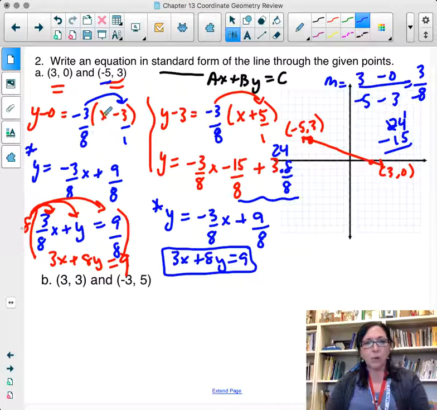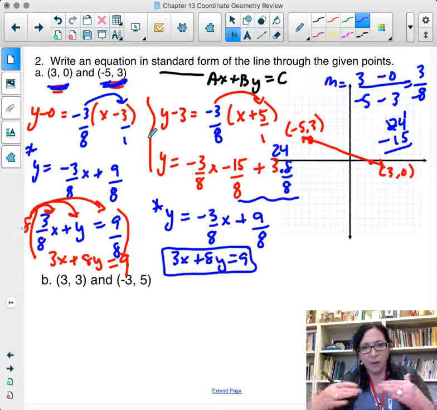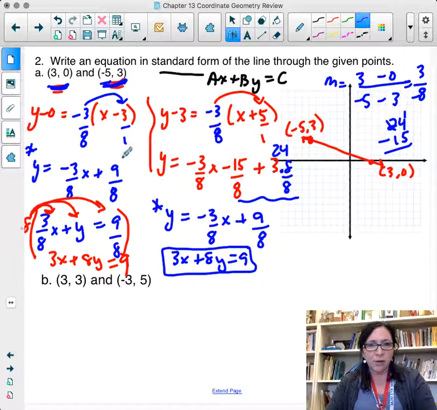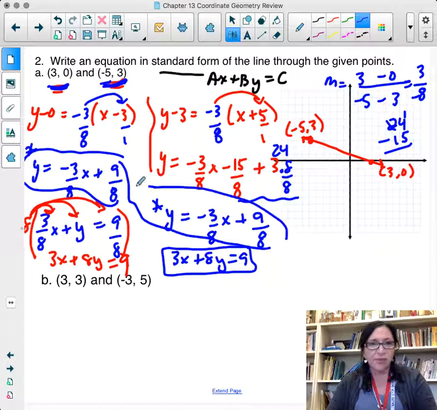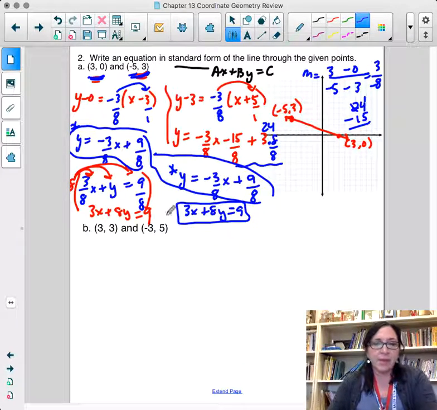It doesn't matter which point that you actually use in the beginning, whether you use this point here or the negative 5, 3. The point slope form will be different, but as you go down into slope intercept form, these two right here, whether you use this one or you use this one, see, these are the same. So slope intercept forms are going to be the same value. And then hopefully you get the same answer when you finish.